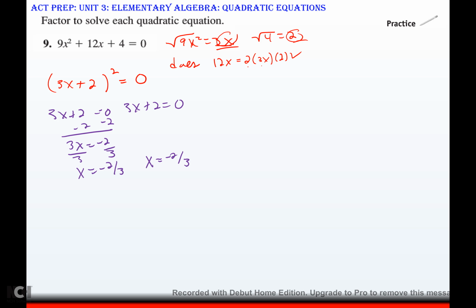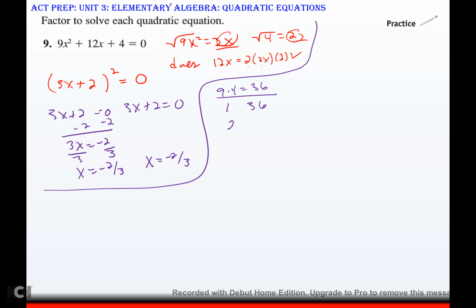What else was I going to show you about this? Oh, what if you did do it the other way? Alright, if you did a times c, 9 times 4 is 36. Factors of 36: 1 and 36, 2 and 18, 3 and 12, 4 and 9, 5 is a decimal, 6 and 6. And you can always tell it's perfect. If you miss it and you start making your list, when you get doubles, you know it's perfect.